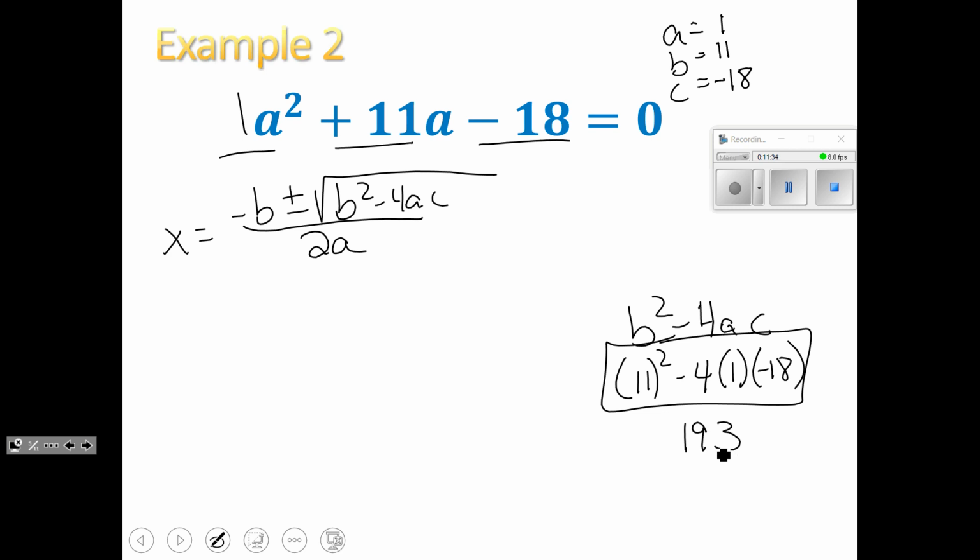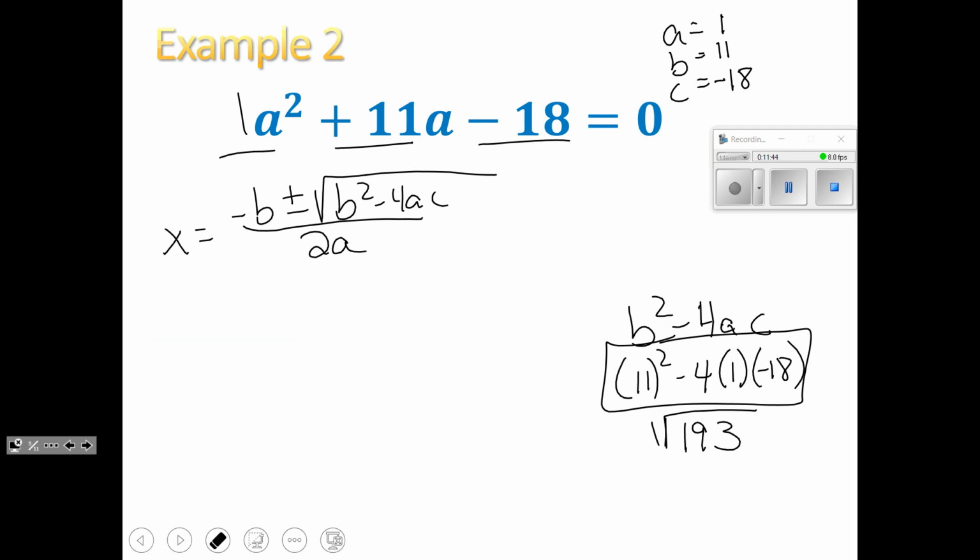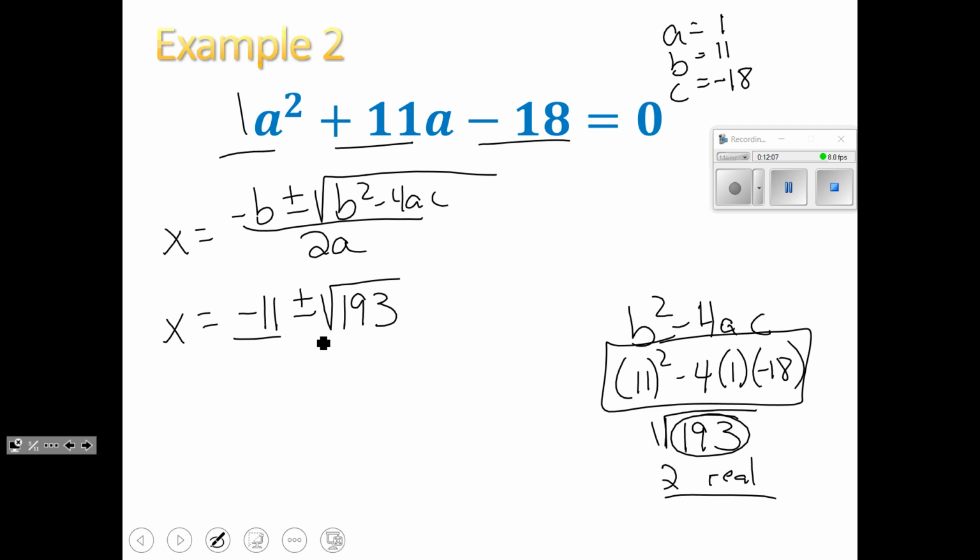Okay? So what do we know? That's a positive number, so will my answers be real or will they be imaginary? Because this 193 is positive, we know that this is going to have 2 real answers. Okay, 2 reals. So let's plug it into our formula. The opposite of B, so B is 11, so the opposite would be negative 11 plus or minus the square root of 193, all divided by 2 times 1, which is 2.